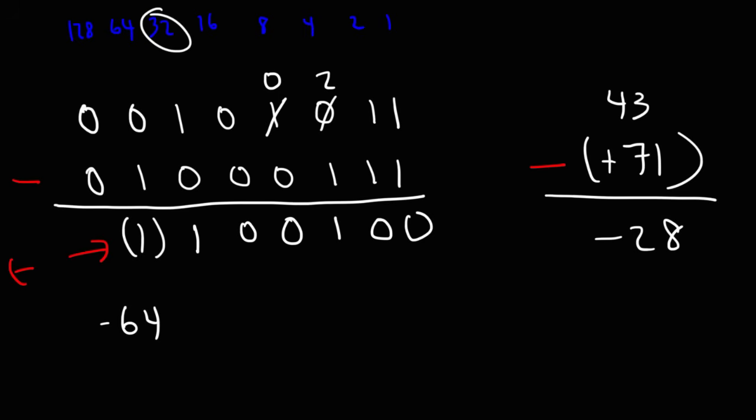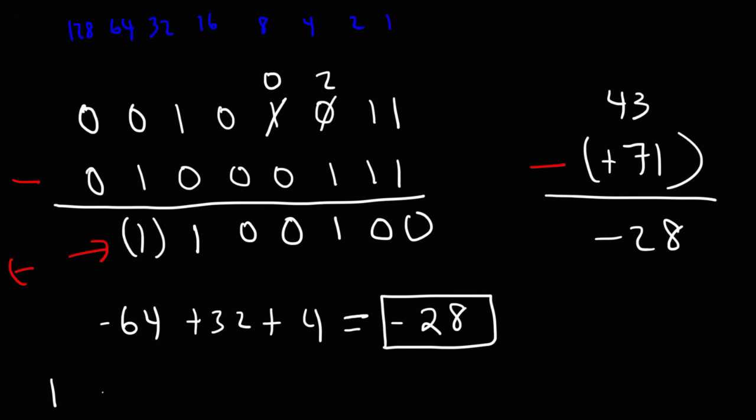Next, we have 32. This one corresponds to 4. And then let's add what we have here. So negative 64 plus 32 plus 4. So this adds up to negative 28. So as we could see, it does work. So I'm just going to write the answer on the bottom. So this is negative 28 as a binary number. Just keep in mind, the first number 1 corresponds to a negative value.